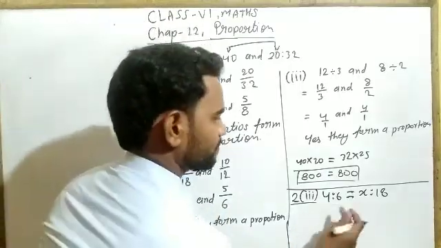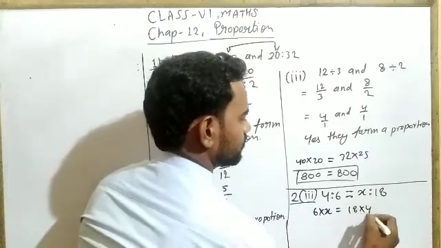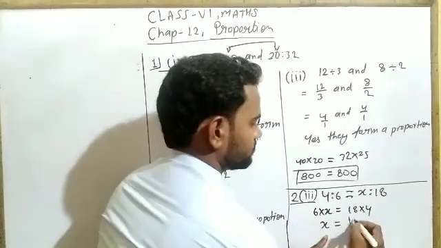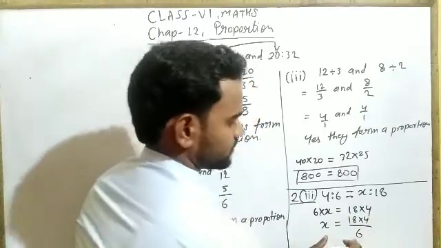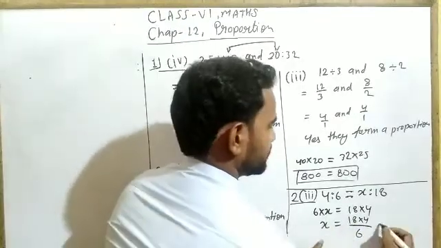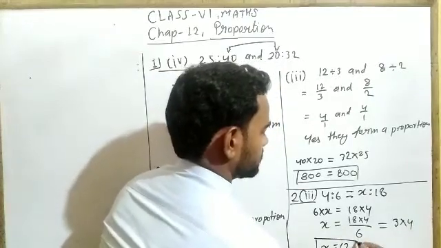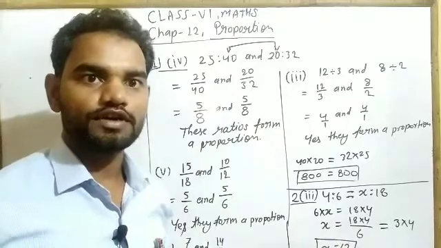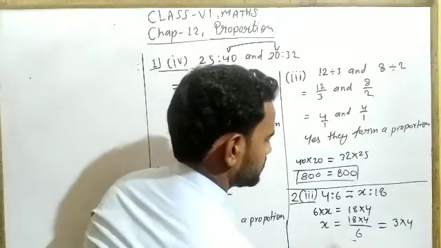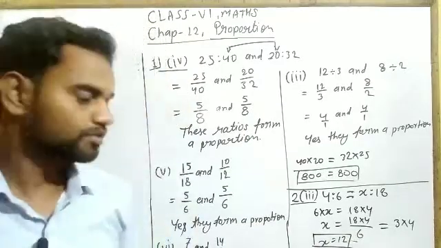So now we will write product of means 6 into x equal to product of extremes 18 into 4. Then x equals, we can change the side of 6, 18 into 4 upon 6. 6 will cancel with 18: 6 times 3 is 18, so this will be 3 into 4. So the value of x equals 12. I have found the value of x equal to 12. Okay, I hope you have understood.